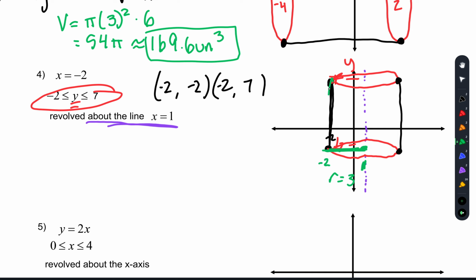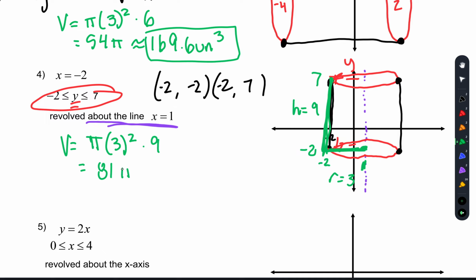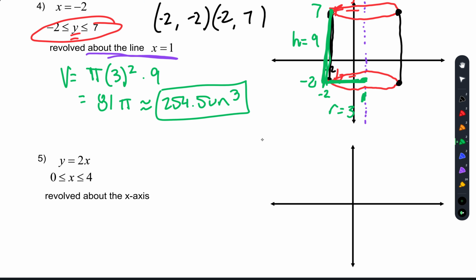Then the height, the distance from top to bottom, base to base: this was at -2, this was at 7, so that distance is 9. Volume is pi radius squared times height. I believe this is 81 pi, or 254.5 units cubed. Any questions on that one? Okay, we're going to switch it up.